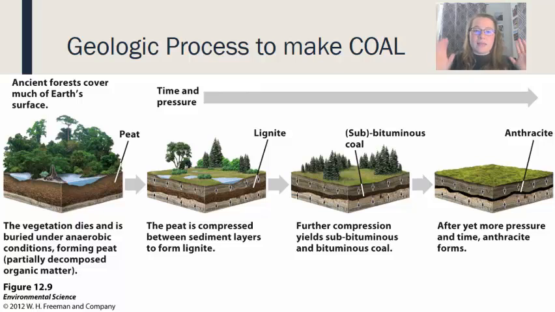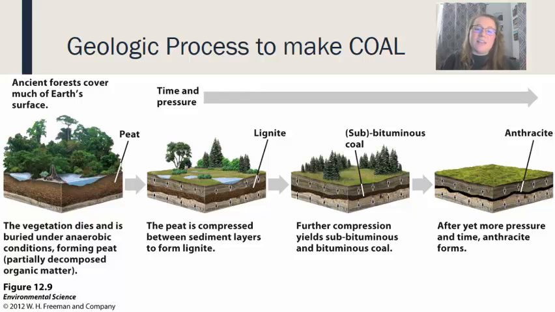Coal starts out as peat, and peat is not actually coal. Peat is vegetation debris that's buried under anaerobic conditions, meaning there's no oxygen, and it's partially decomposed. Some people actually mine peat to burn to heat homes, but for the purpose of this particular process, we're going to say that peat doesn't get mined, it just stays there, and then it gets compacted and compressed between sediment layers. Over a long period of time, that becomes lignite, which is our brown coal.